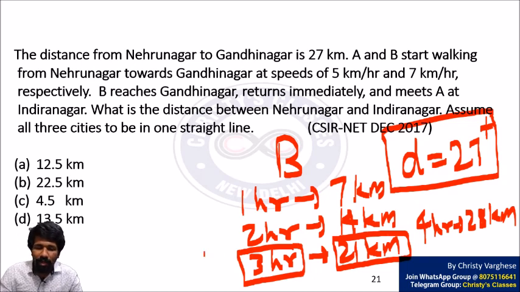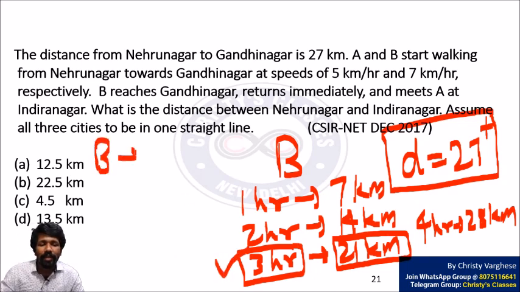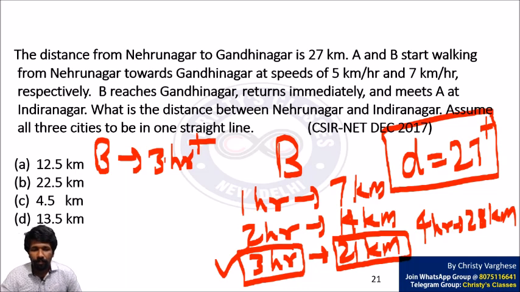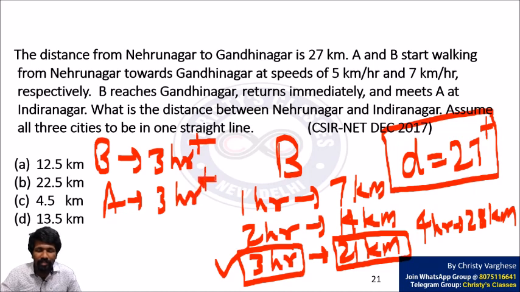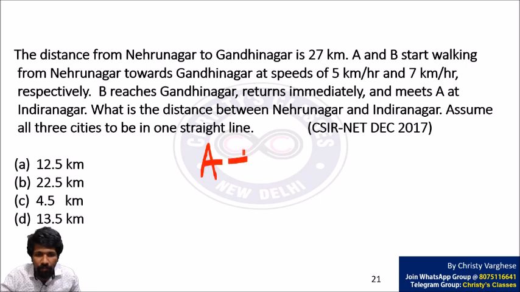That means one thing we can surely say, that B travelled more than 3 hours. B has confirmed travelled above 3 hours. B travelled above 3 hours means A also travelled above 3 hours. Why? Because they took the same time to reach the point Indira Nagar. That means A also travelled more than 3 hours. That is the catch point here. A travelled above 3 hours.